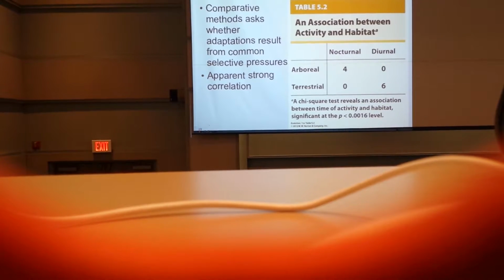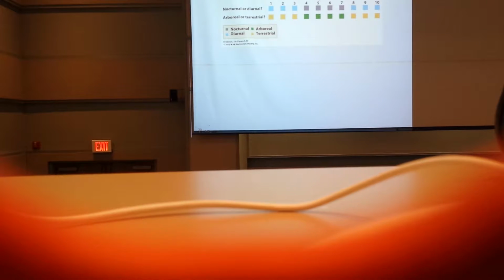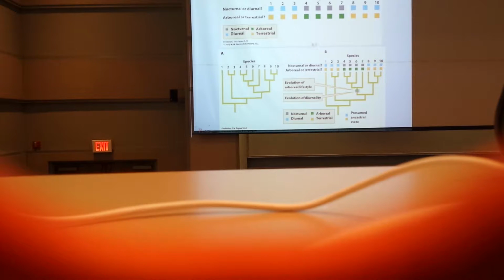Now, once you have trees, though, you can ask these questions differently. So imagine that we have these data here, right? These are our 10 different species. 4 of them are nocturnal and arboreal, and the rest of them are all diurnal and terrestrial, right?